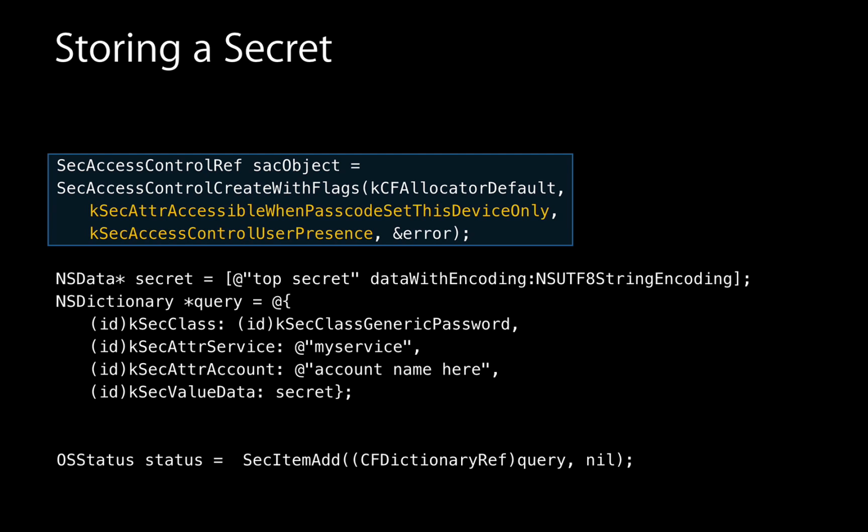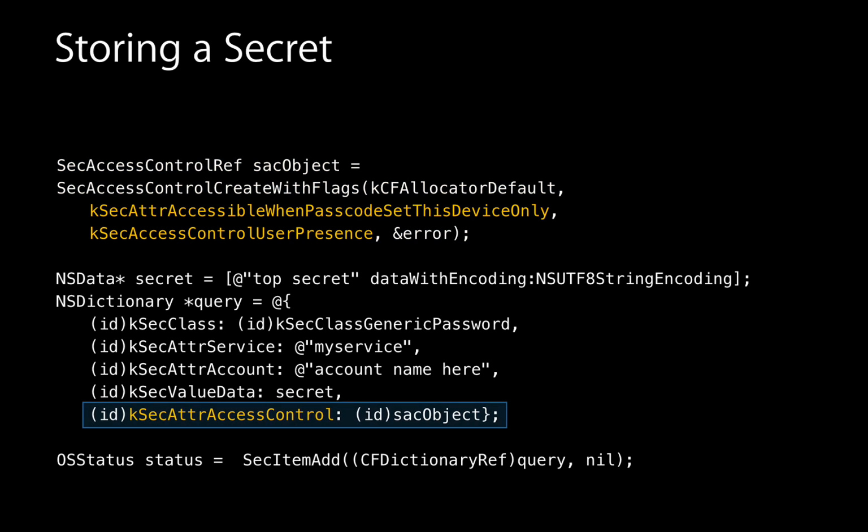And once you have this object, you can use it inside the dictionary. And by calling the sec item add, you will create the new ACL protected item. That's all you have to do. This is really the only change. And once you have the item stored, you can read the item.